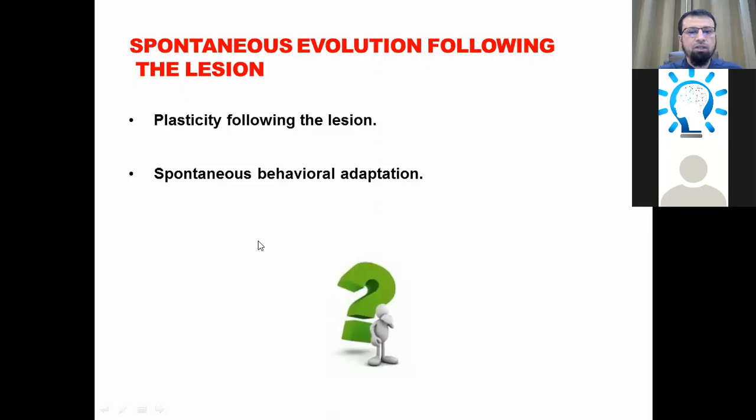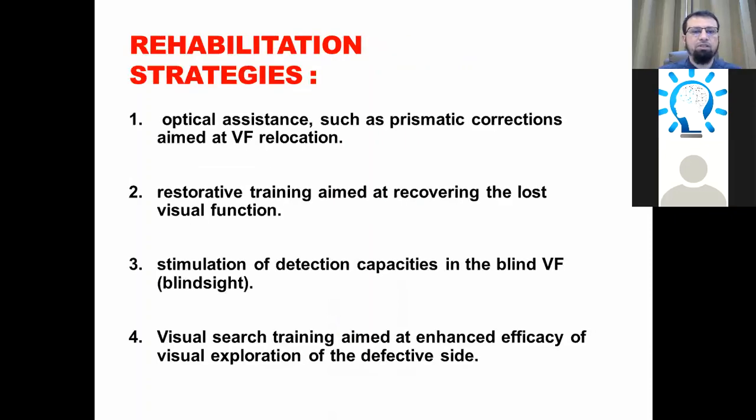As for spontaneous behavioral adaptation, we will say, okay, this patient has visual neglect, khalas, he will train himself to look to the affected side. This is not enough. Additional exercises need to be done for the patient.